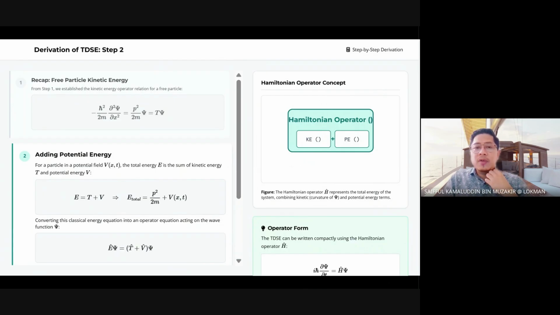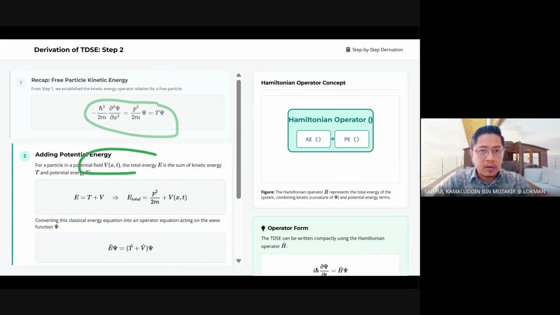So again, I do not want you to memorize the steps. So many steps over here, as you can see. So many steps, from the first, second, and so on and so forth.